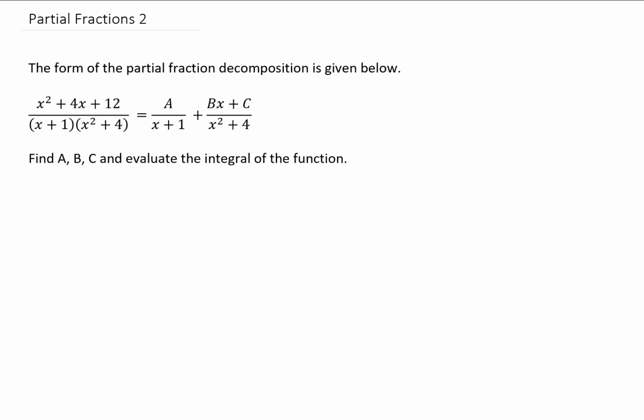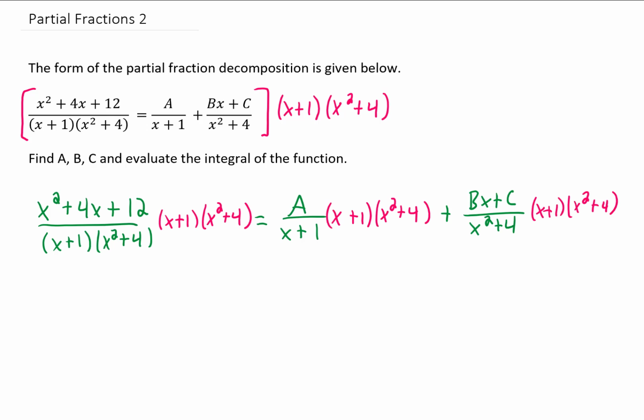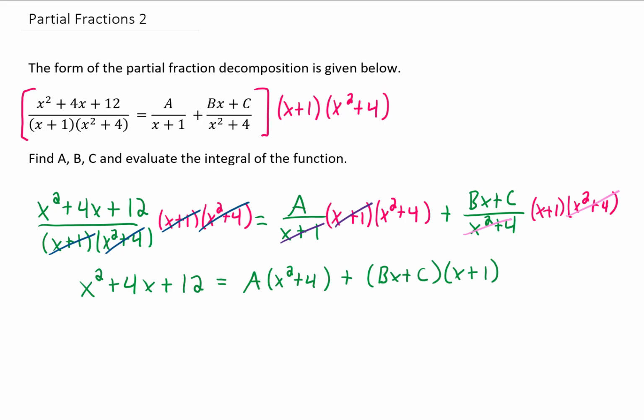Now to find a, b, and c, I'm going to multiply every single term by the original denominator. If we write all of this out, you'll notice that we get a whole lot of cancellation, and that's why we do it. Let's write down what's left after all of that cancellation. There are multiple ways to proceed from here.